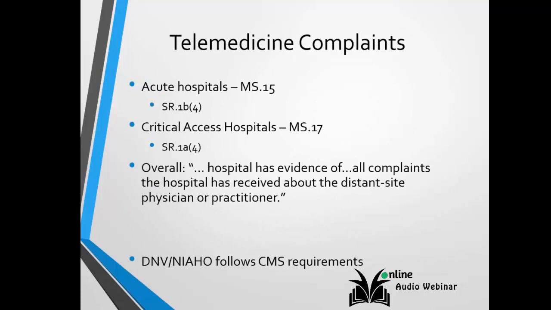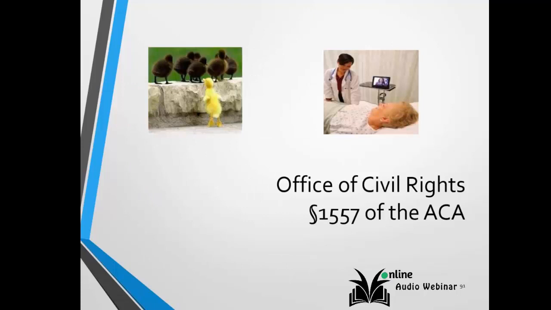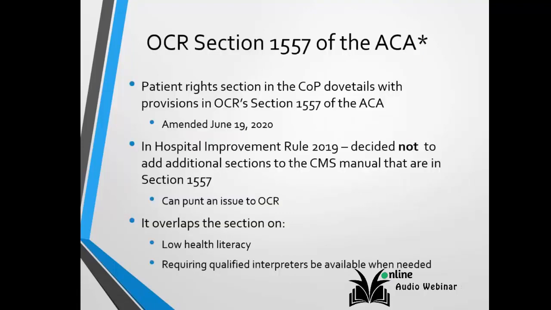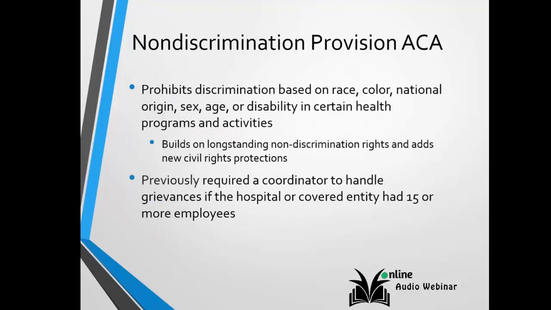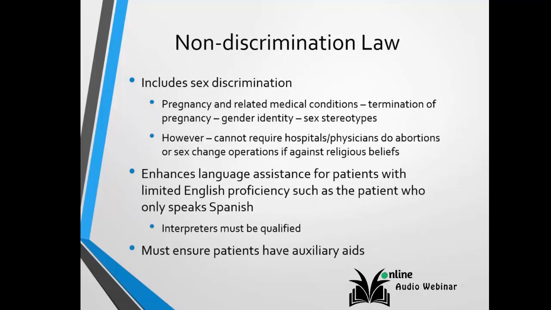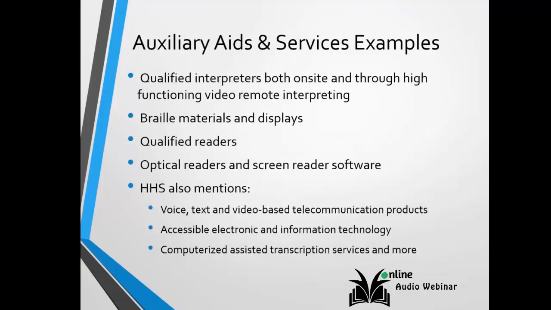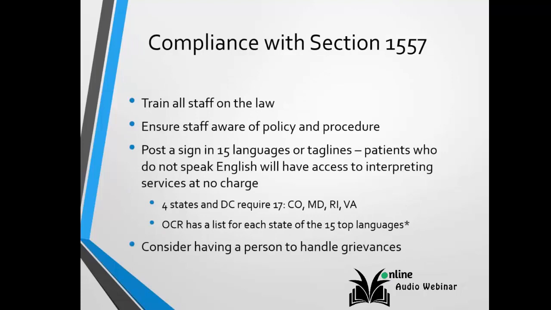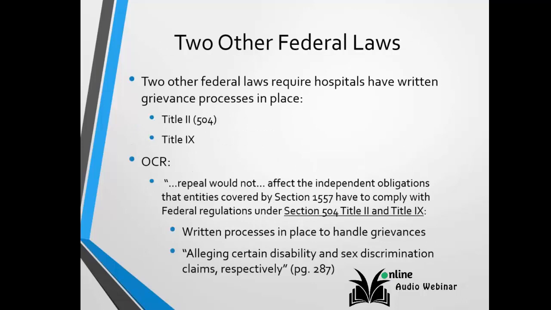I want to talk about telemedicine complaints because they do split these up within DNV. It's called Section 1557 of the Affordable Care Act. They have a patient rights section. This section prevents and prohibits discrimination based upon those very special situations. The 2020 rule that repealed it, pregnancy-related condition, termination, gender identity, this all fell under the definition of sex. We also have to make sure patients have auxiliary aids to help them. So I've just got some examples of what those auxiliary aids are. One other thing you have to do, and it dovetails off with patient rights, we have to train all of your staff.